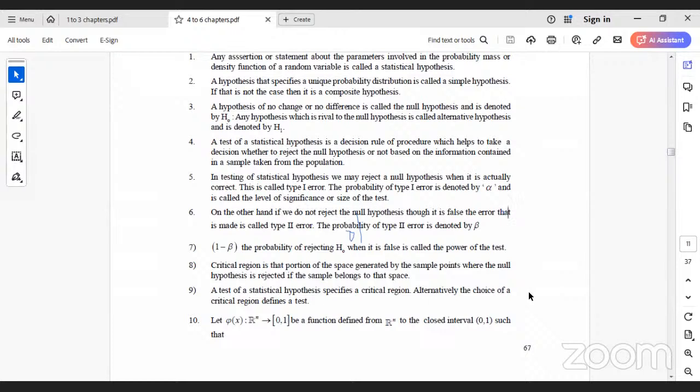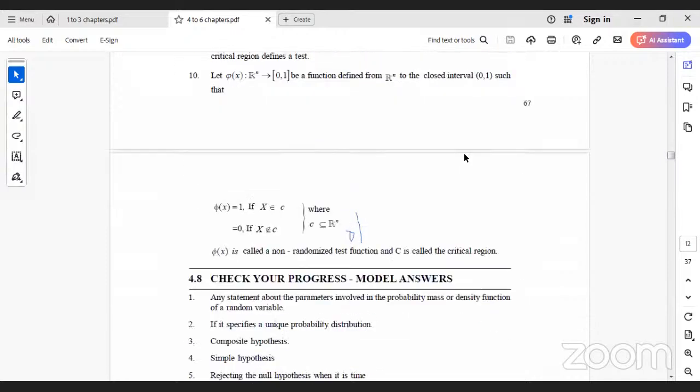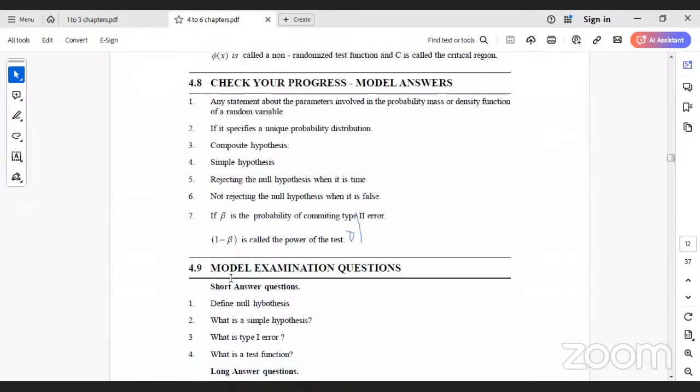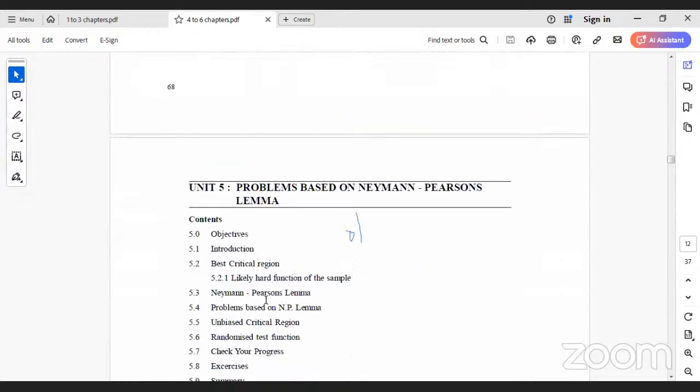So the critical region is the region, the space generated by sample points, where the null hypothesis is rejected if the sample belongs to the space. A test of a statistical hypothesis specifies a critical region. Alternatively, the choice of a critical region defines it. So therefore phi is 0 or 1 such that x belongs to C, or x does not belong to C. That is called a non-randomized function; the critical region is the main important function in this one.